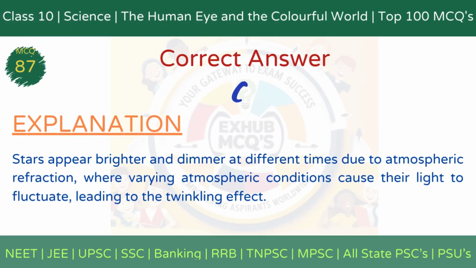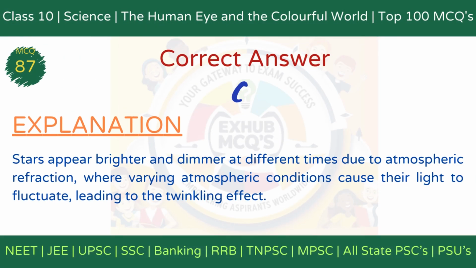The correct answer is option C, atmospheric refraction. Explanation. Stars appear brighter and dimmer at different times due to atmospheric refraction. Variations in the density of air layers cause the light from stars to fluctuate, creating the twinkling effect.